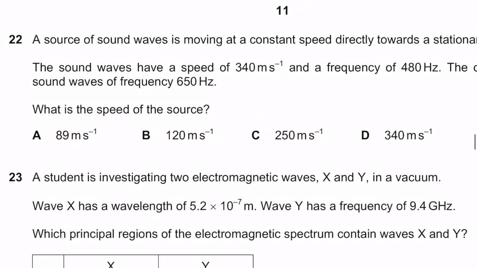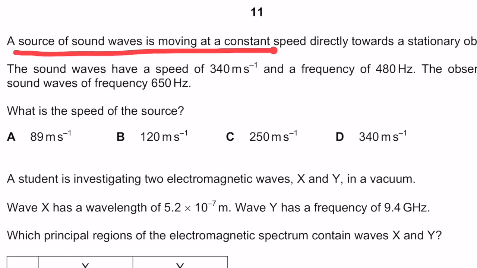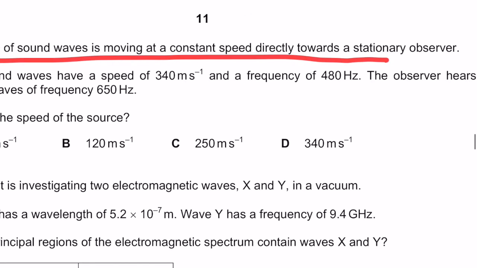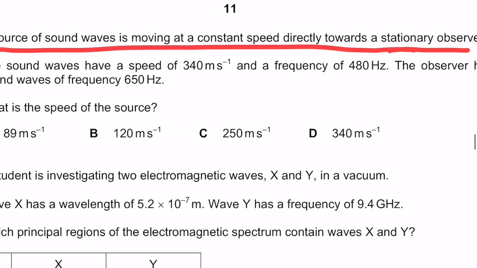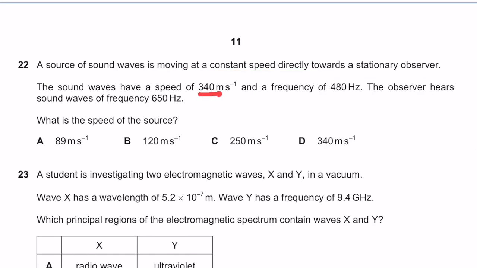A source of sound wave is moving at a constant speed directly towards a stationary observer. The speed of sound is given, real frequency is given, the observer hears frequency 650 Hz. What's the speed of the source?